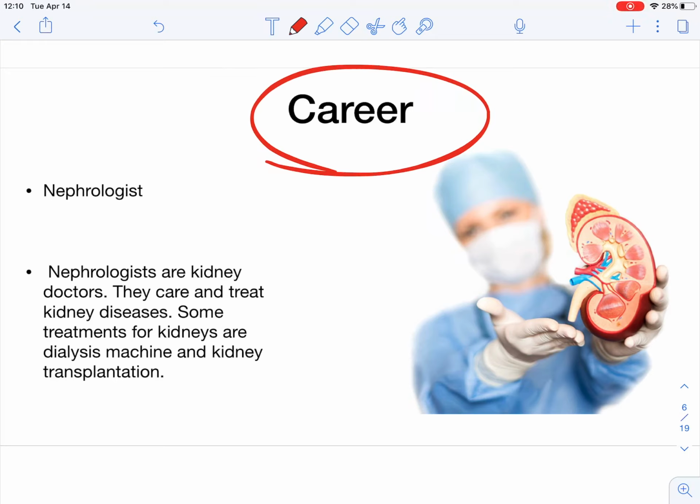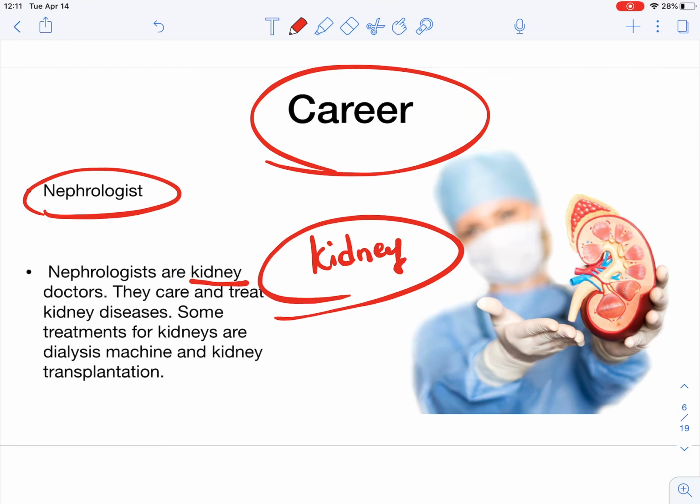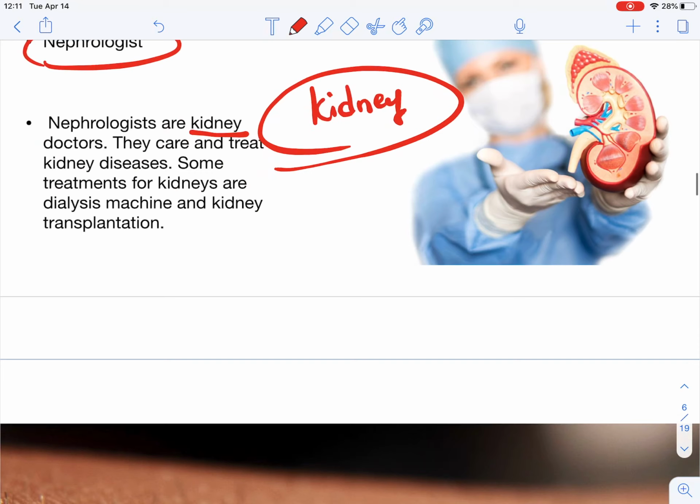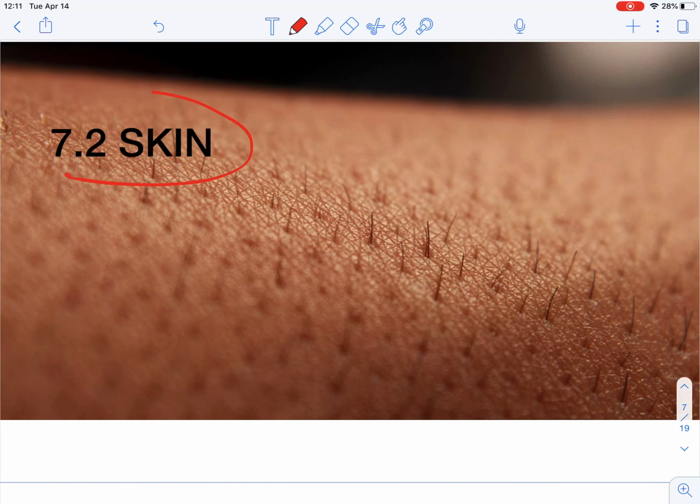Okay, what about careers? If somebody wants to be a doctor, you can be a nephrologist. A nephrologist is a doctor who treats kidney disease. Because these days we have a lot of problems with our kidneys, and if you're interested, you may look for this profession.